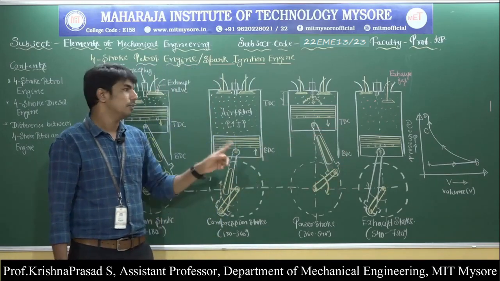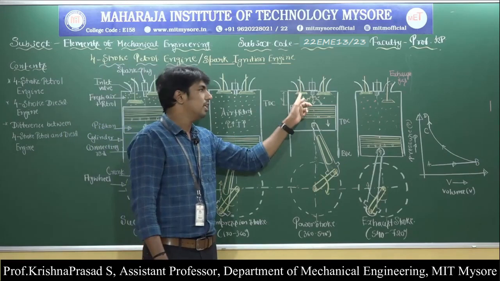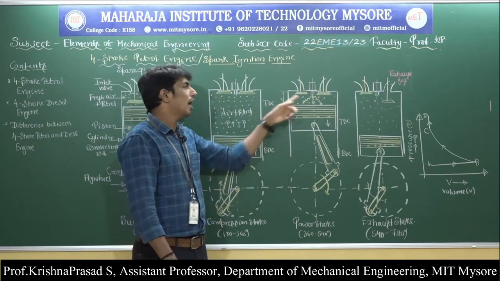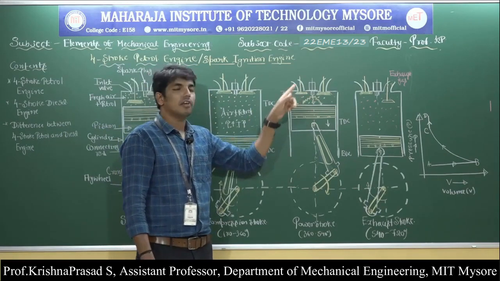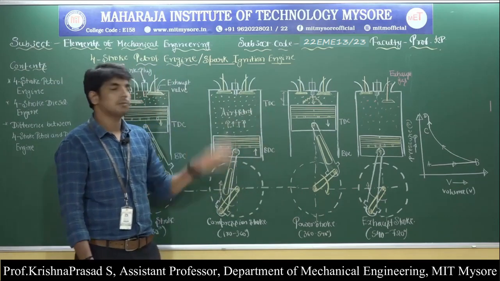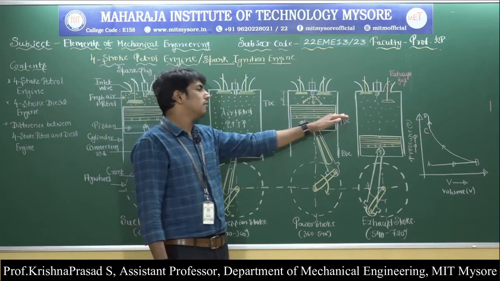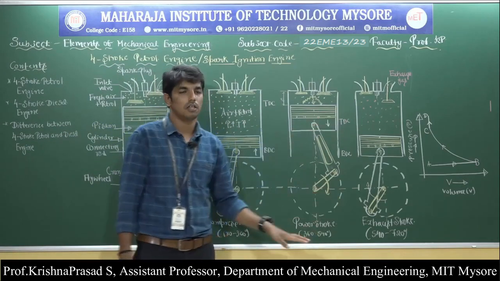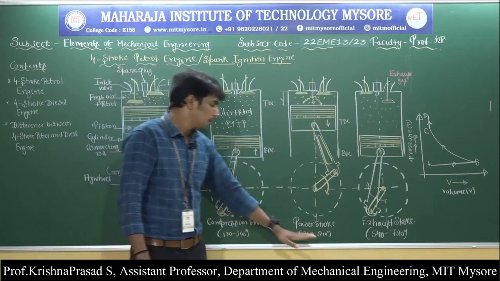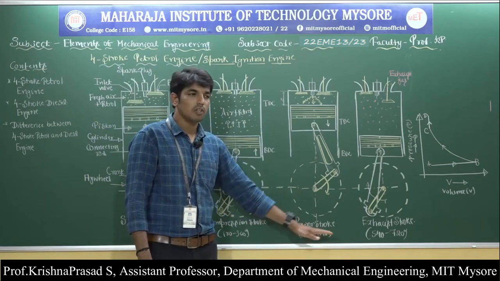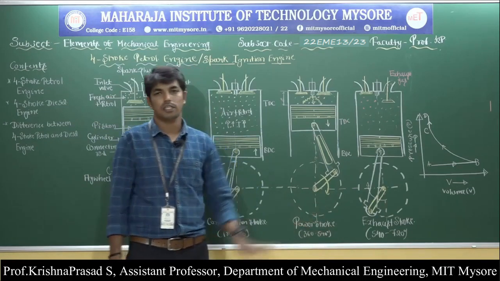I repeat, here both inlet and exhaust valves are closed, and the high pressure and high temperature air fuel mixture catches fire from the spark plug, hence a high amount of energy is liberated and this pushes the piston from top dead center to the bottom dead center, and during the stroke the crankshaft rotates a further half rotation, that is 360 to 540 degrees.